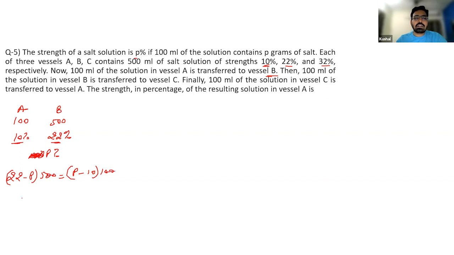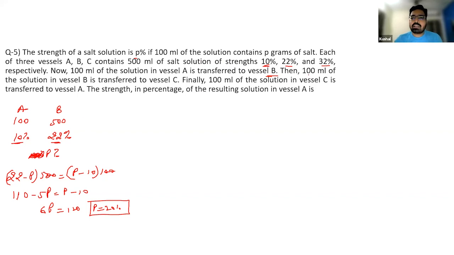Let's just solve this. So what are we going to get? We will get 110 minus 5P should be equals to P minus of 10. That means it will be 6P equals to 120. That means P must be equals to 20%. P must be equals to 20%, right? So now what are we saying? So now you have the vessel B that contains 600 ml of solution and has got 20% strength in it.